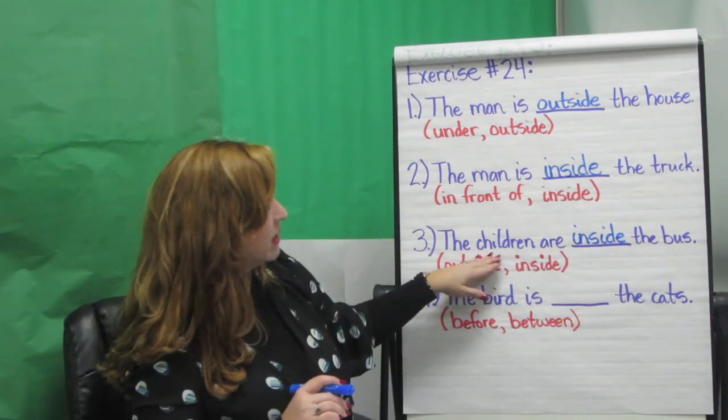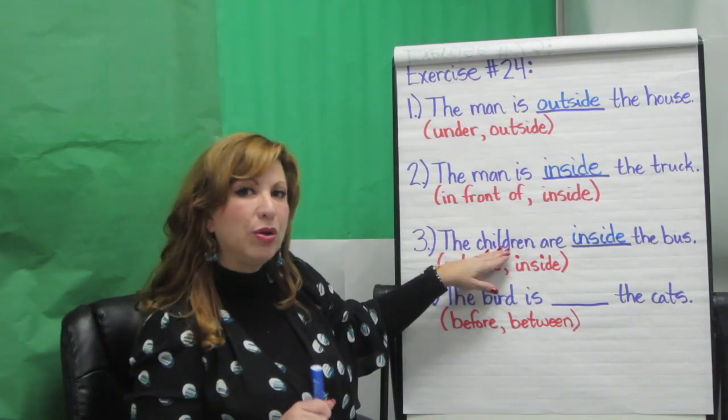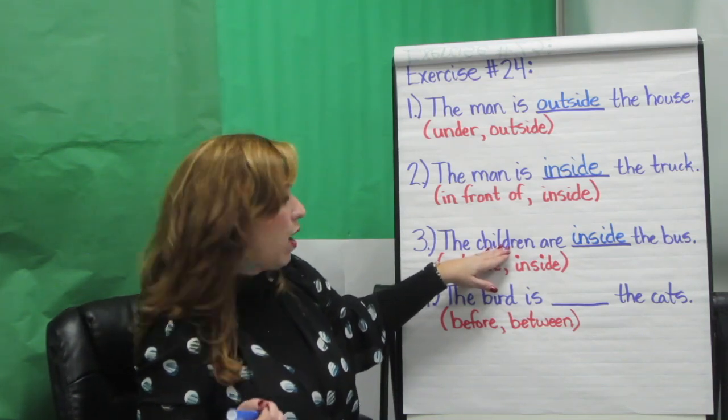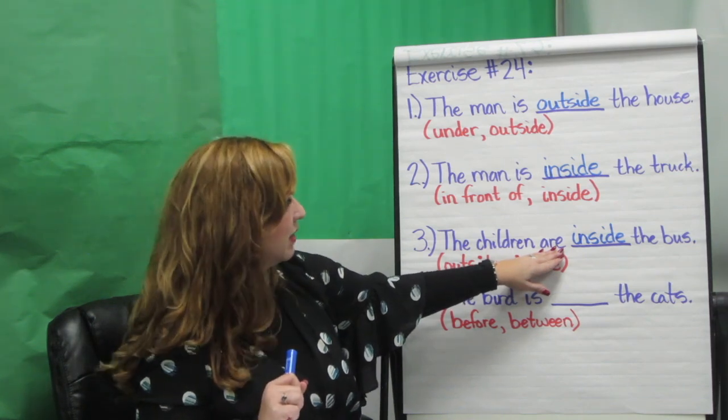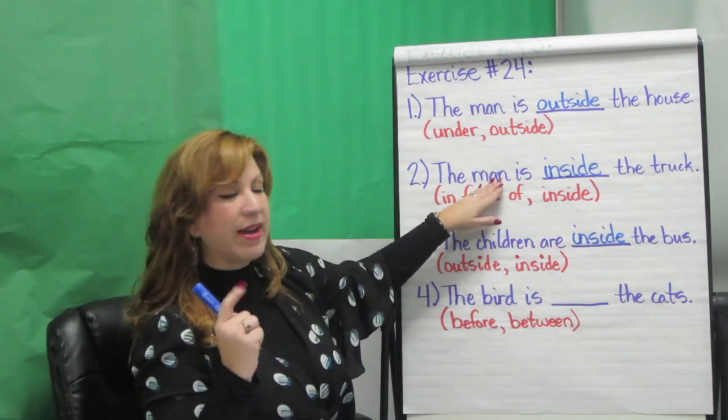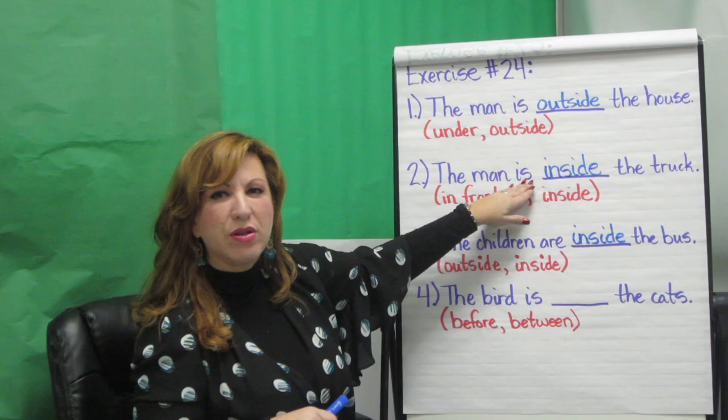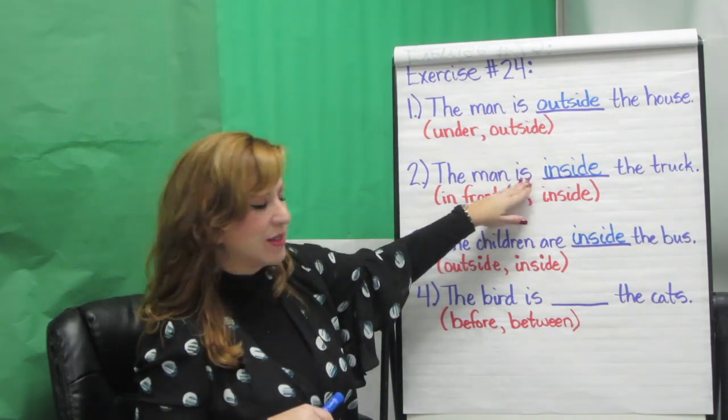And if you notice, children is a plural word because it's more than one, so our helping verb is are in this case. Here it's just one man, the man, and that's why we use our helping verb is.